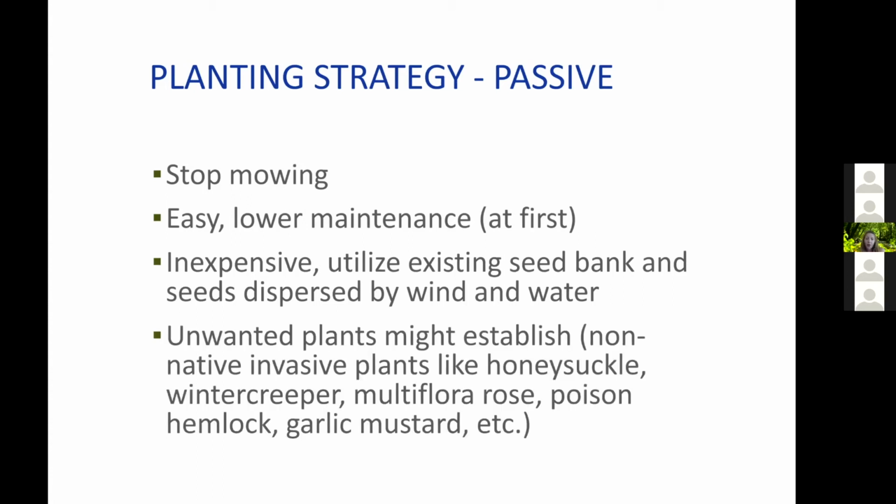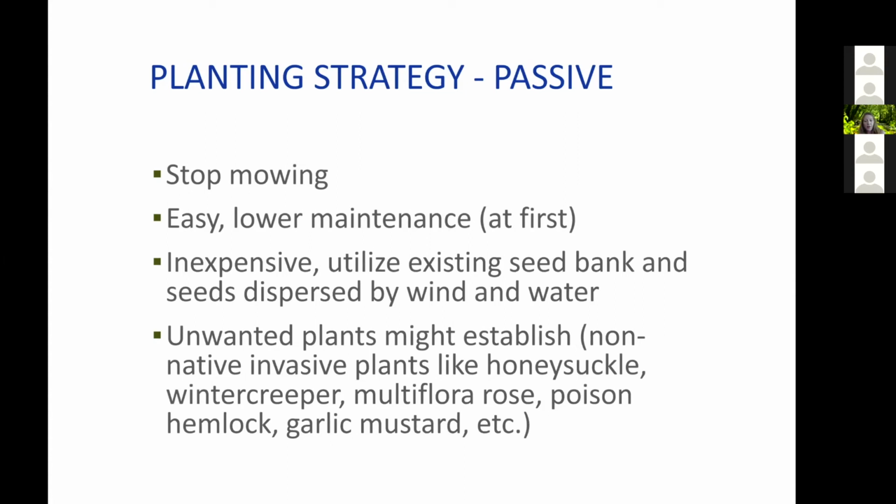The problem though, the big problem with passive establishment, is that we have unwanted plants that can establish and outcompete the things we want. So we're all very familiar with weeds and all the challenges with weeds, but especially in stream buffer areas that might become areas where we don't frequent as much. And so things like honeysuckle, winter creeper, multiflora rose, poison hemlock, garlic mustard, and the list goes on of non-native invasive plants that not just are unsightly or that we don't like, but there is some research also that some of those plants are detrimental to the ecosystem.